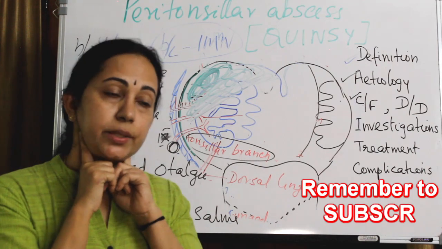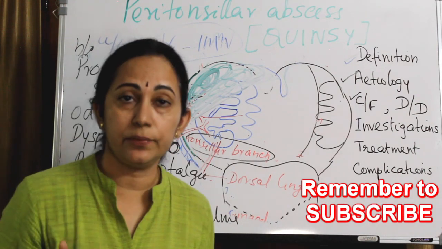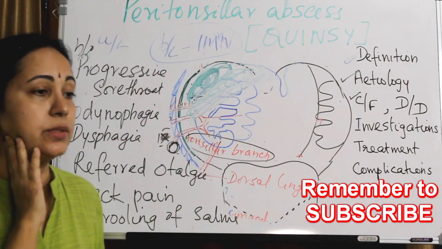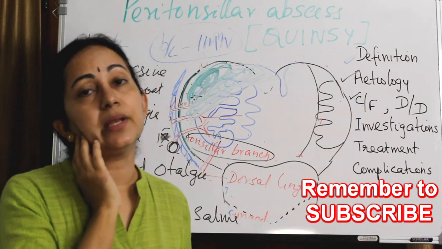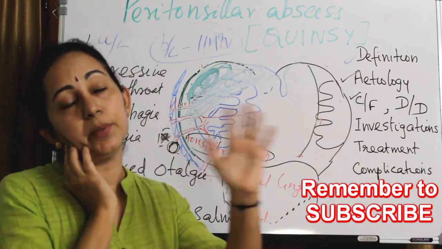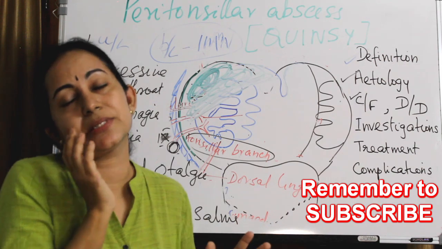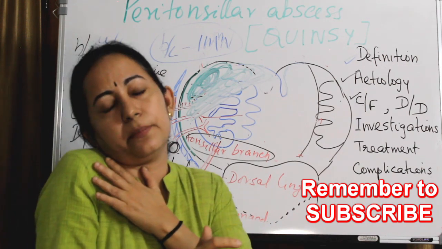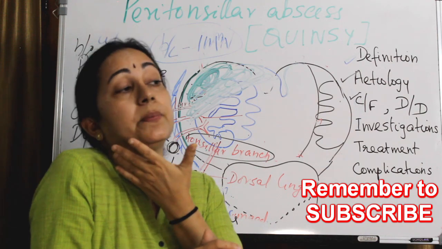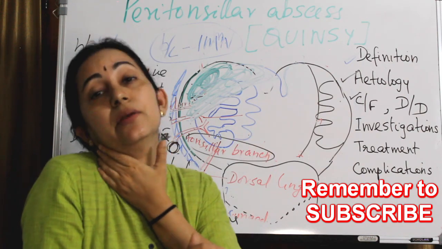And also, as I already told you, the jugulodigastric lymph nodes will be enlarged and tender, so the patient will have difficulty turning the neck towards the opposite side, presenting as torticollis. The patient will come like this. If the patient tries to move the neck to the opposite side, there will be pain.